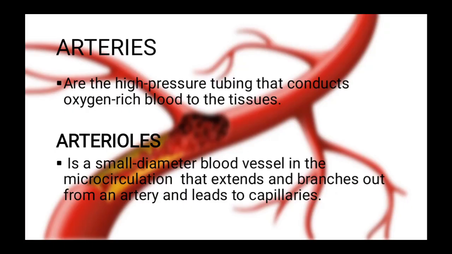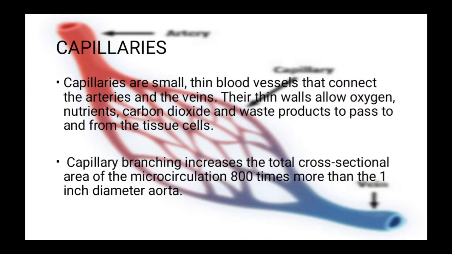Arteries are the high-pressure tubing that conducts oxygen-rich blood to the tissues. An arteriole is a small-diameter blood vessel in the microcirculation that extends the branches out from an artery and leads to the capillaries. Capillaries are small, thin blood vessels that connect the arteries and the veins. Their thin walls allow oxygen, nutrients, carbon dioxide, and waste products to pass to and from the tissue cells. Capillary branching increases the total cross-sectional area of the microcirculation 800 times more than the 1-inch diameter aorta.